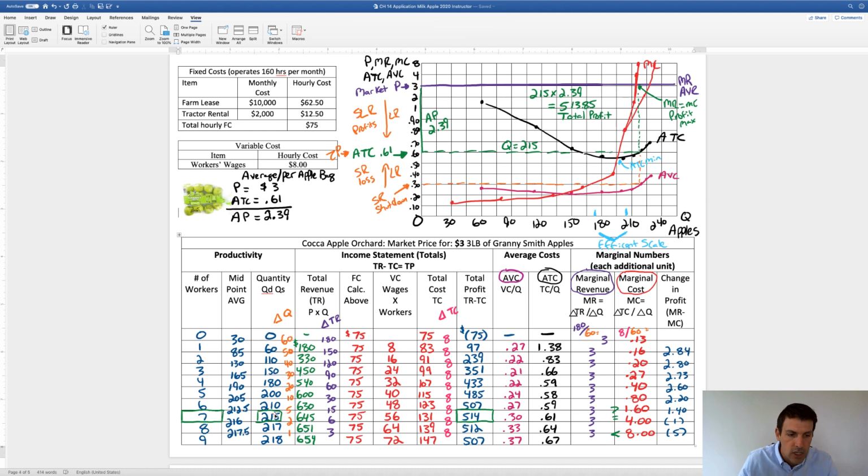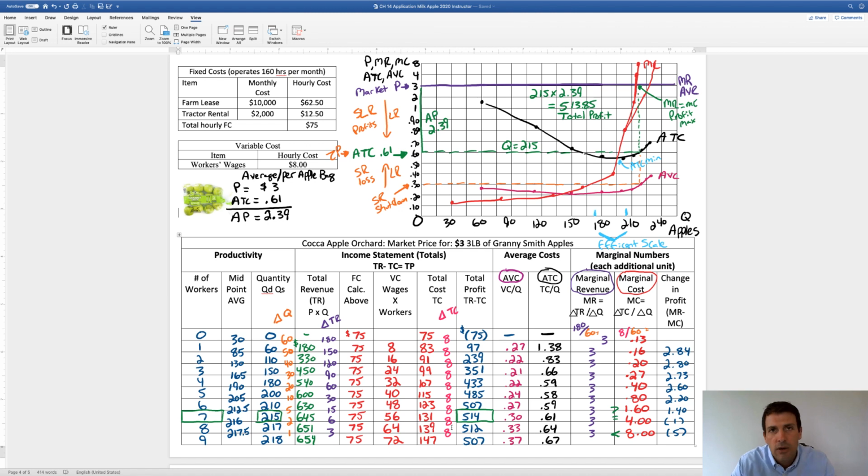beat my competition. So again, this is a key concept. Those of you that are really interested in business, one of the questions is, how many workers should I hire? How many bags of apples should I produce to maximize profit? Well, I want to hire 7 workers, and I would get 215 bags of apples, which would produce $514 in profit. If I hire 6 workers, I get $507 in profit. If I hire 8 workers, I get $512.